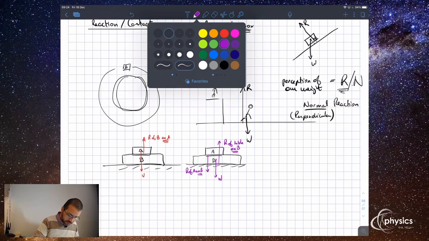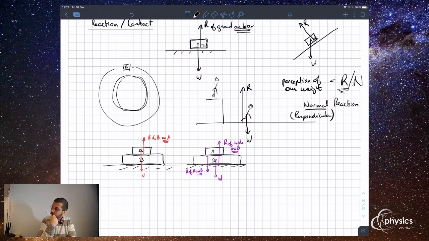You said that the reaction force is opposite to the weight or the gravitational force. Normally it is like that. Why? Because if the earth is pulling the object downwards, then in a natural way the object will push the ground downwards. Therefore the ground will have to push the object upwards. So in most cases the weight is downwards and the reaction is upwards.